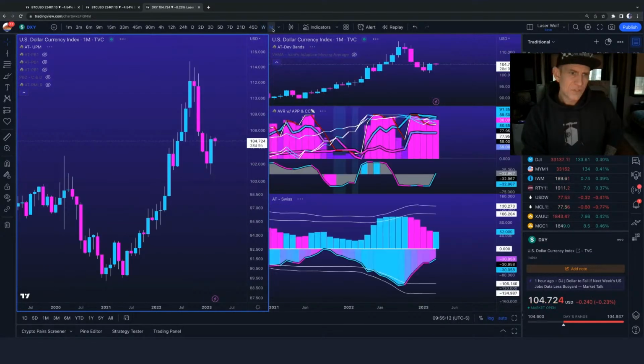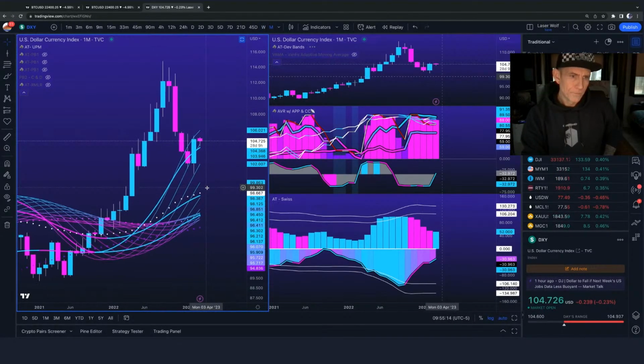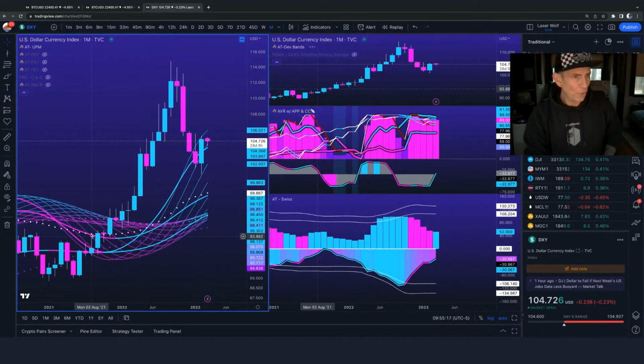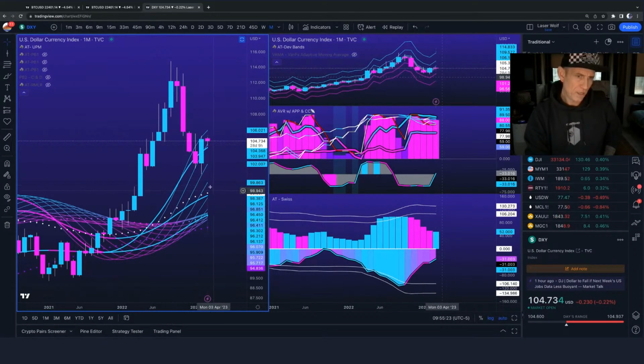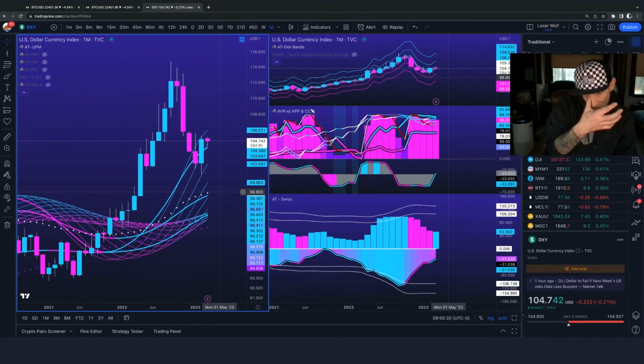So, but also, look on the weekly or on the monthly. When that dollar went on its bull run, this is a no-brainer, man. Are we going to see it back at the 99 area? If we do, these markets are going to pop.